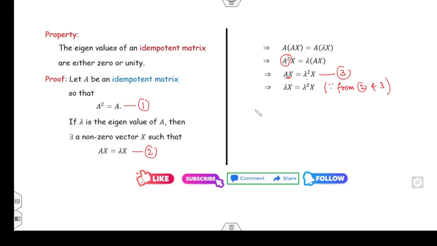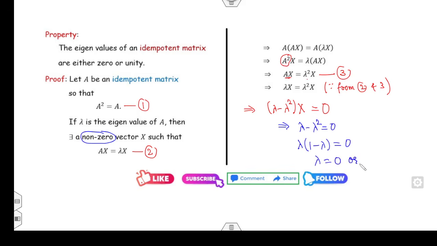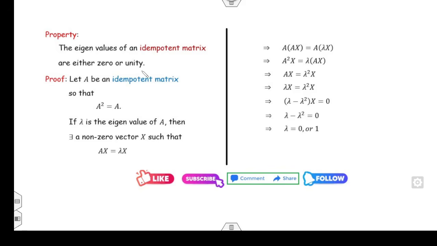Now again I can write this as lambda minus lambda square of x is equal to 0, but x is my non-zero vector. So this implies lambda minus lambda square is 0, which implies lambda times 1 minus lambda is equal to 0. That means lambda is 0 or 1, because lambda is the eigenvalue of A. Therefore, eigenvalues of the idempotent matrix are 0 or 1 always.